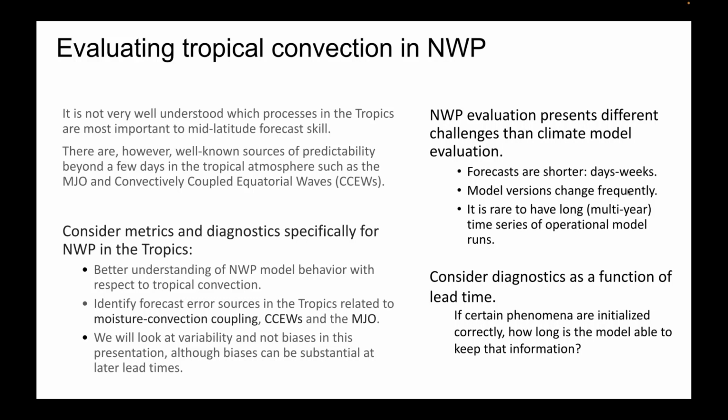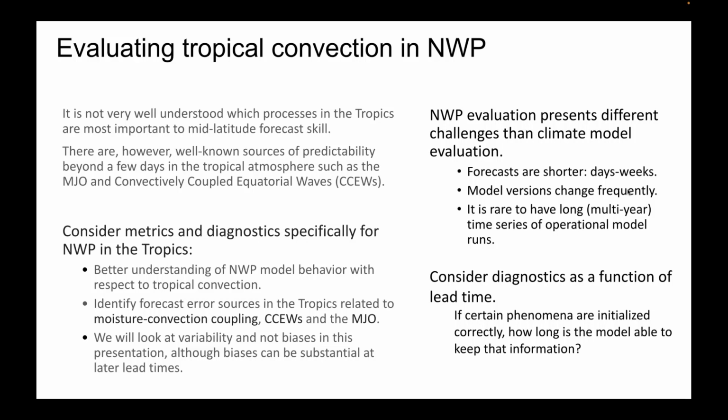So we've been working on having evaluation tools for tropical convection and tropical variability that go beyond statistical skill scores, in the hopes that having those tools will help us better understand model behavior with respect to tropical convection and help us identify forecast error sources in the tropics related to moisture and convection coupling, convectively coupled equatorial waves, and the MJO. And I'm going to go through some of these evaluation tools, and I'm going to use several versions of the UFS and GFS version 16 and 15 as examples.